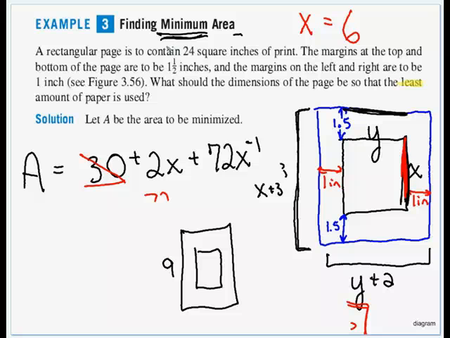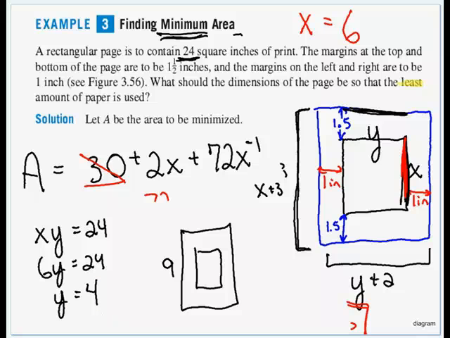And we also knew that we had x times y equals 24. That was our secondary equation. Well, if x is 6, we can write 6y equals 24. Divide by 6, we get y is 4. So if we plug that in right here, the width of the page was y plus 2, or 4 plus 2 is 6. So to minimize the size of the paper that we need to get the printing on it, we want to get pieces of paper that are 9 by 6 inches. That'll minimize the paper that we're using and minimize the cost of production.